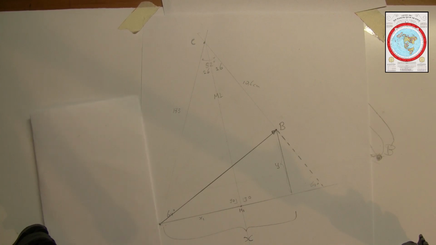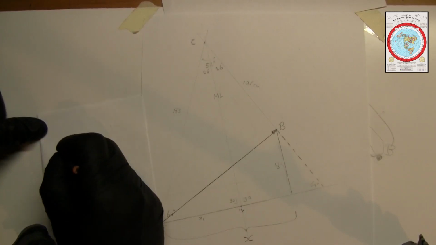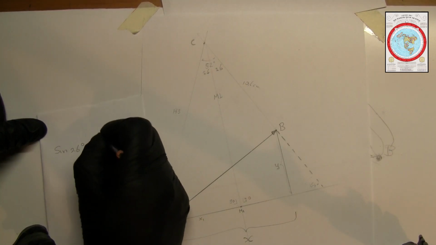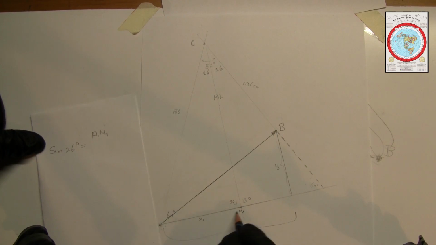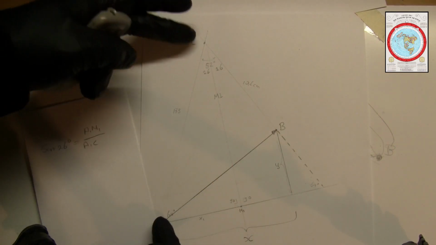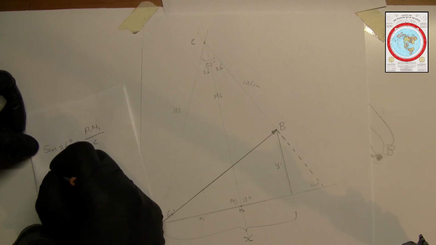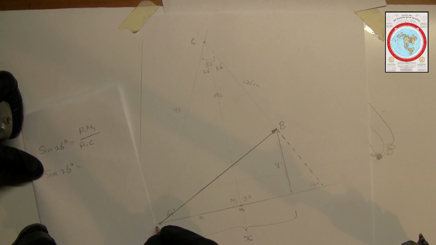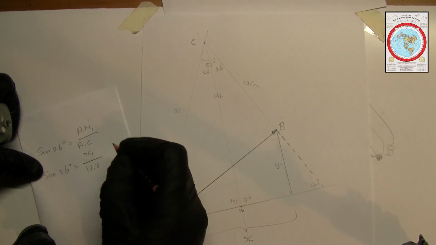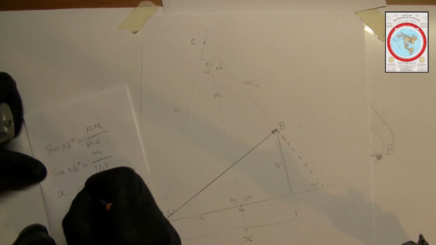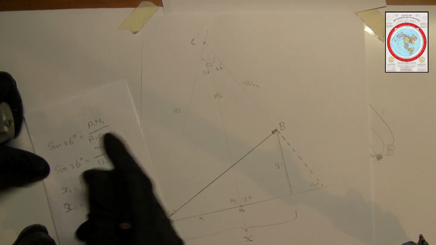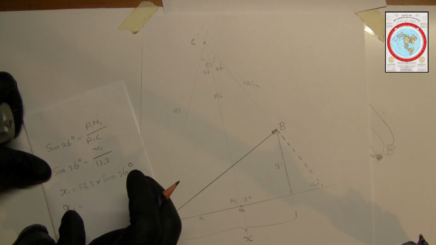So the calculations will be: the sinus of 26 degrees is equal to AM1, so that is this one, divided by AC. So this distance divided by this distance, and that is the sinus of 26 degrees is equal to AM1, which is X1, divided by AC, which is 17.3 centimeters. So X1 is 17.3 times sinus 26 degrees.